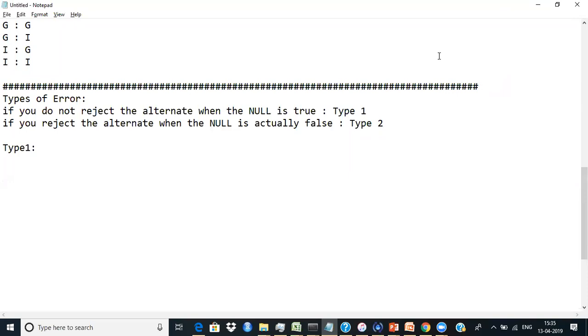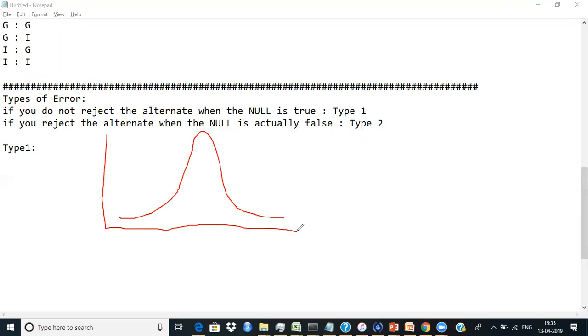Now help me or remind me, what is p-value in a right tail test? What is p-value in a right tail test? 0.05. P-value is not 0.01, 0.05 is alpha. What is p-value? 0.025. What is p-value?